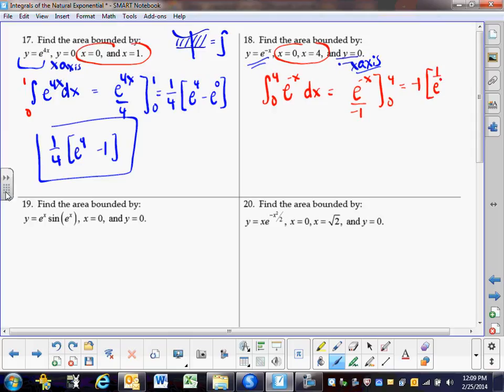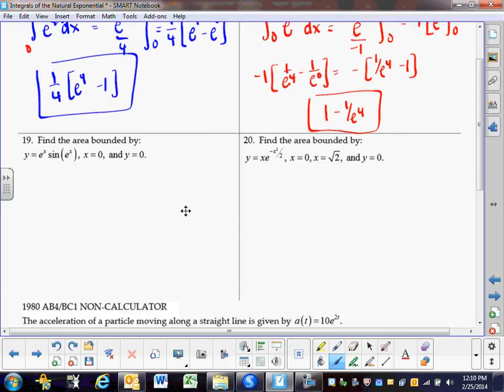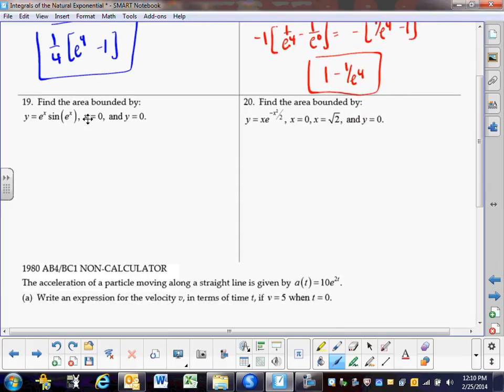This is simple e, so we keep e to the negative x, and instead of multiplying by negative 1, we divide, from 0 to 4. I'm going to rewrite as negative 1 on the outside, 1 over e to the x, before I substitute in. So that's negative 1 on the outside, 1 over e to the 4th minus 1 over e to the 0. So that makes this negative 1 over e to the 4th minus 1, or 1 minus 1 over e to the 4th.